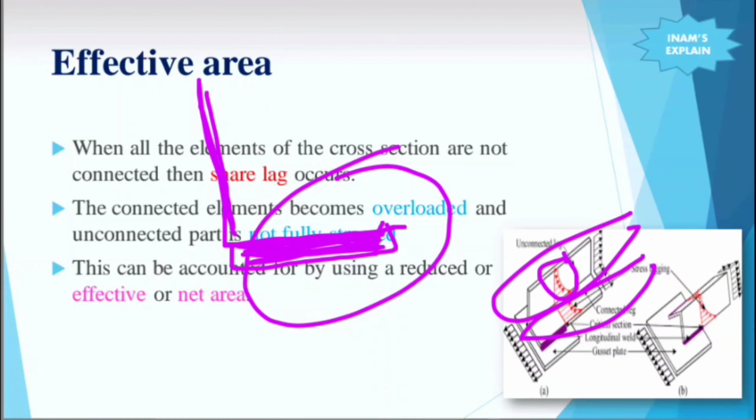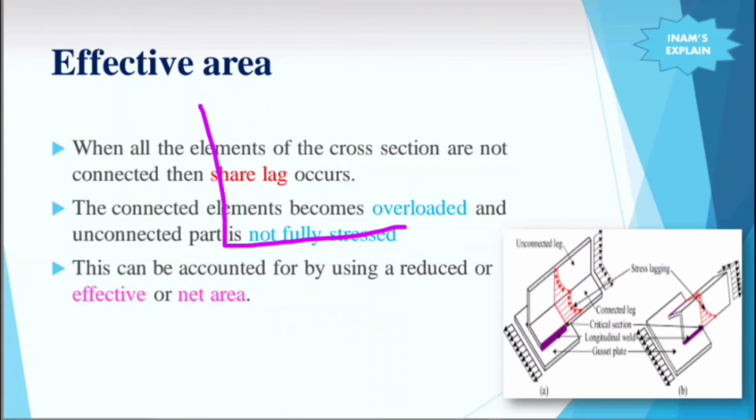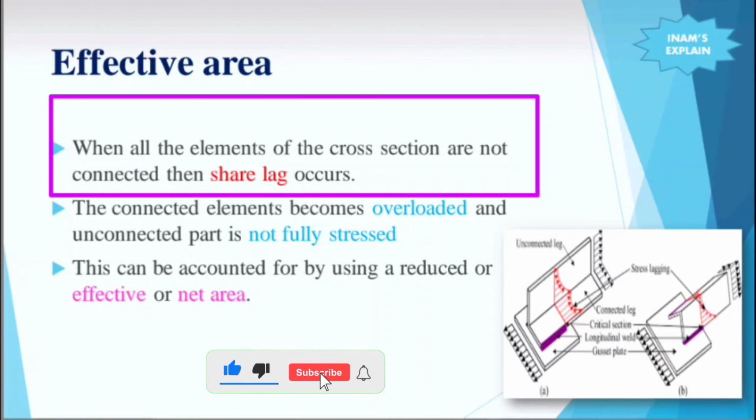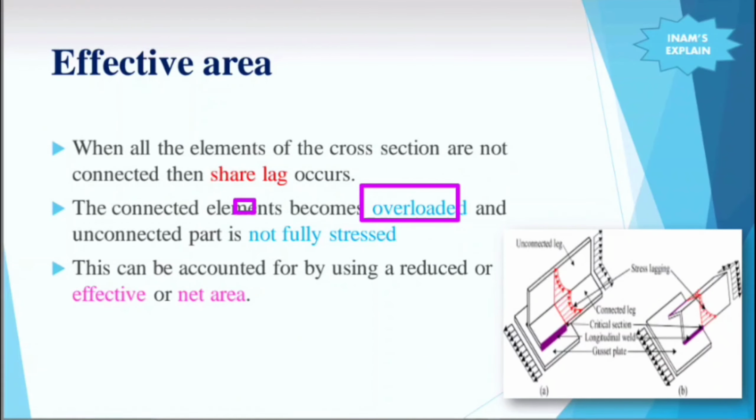To account for it in the member, we will use effective area in fracture failure. Since we know that in a tension member there are two types of failure, one is excessive yielding and the other is fracture. So in fracture we will cover this. Here is the theory: when all elements of the cross section are not connected, then shear lag occurs. Why? Because the connected element becomes overloaded and the unconnected element is not fully stressed. This can be accounted for by using the reduced area, or the effective area.